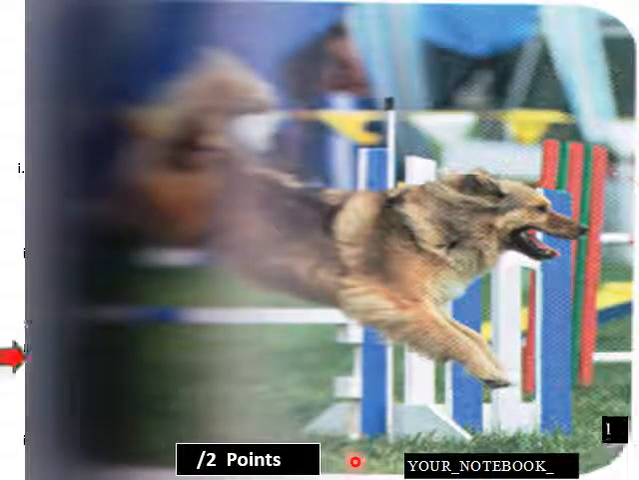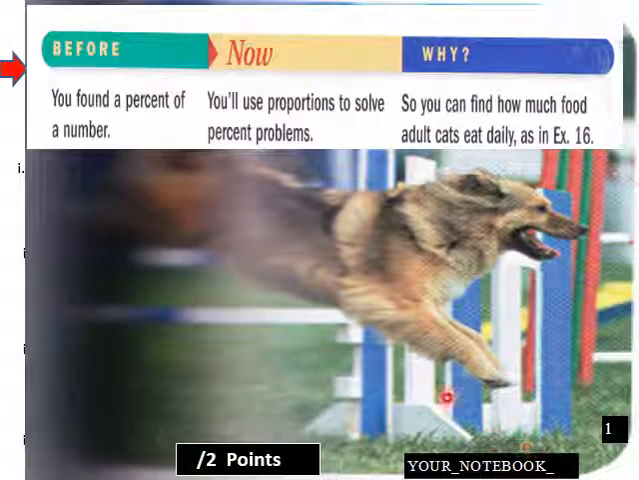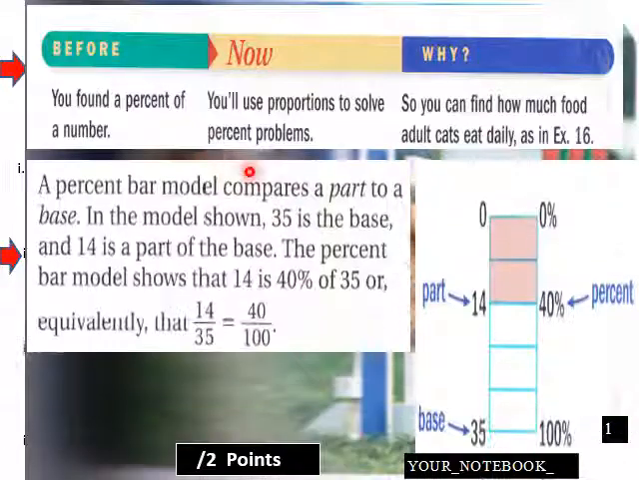Okay, into our lesson, notebook page 1 here. You found a percent of a number. You'll use proportions to solve percent problems. Now we're going to use the percent bar in this lesson. It compares a part to a base.